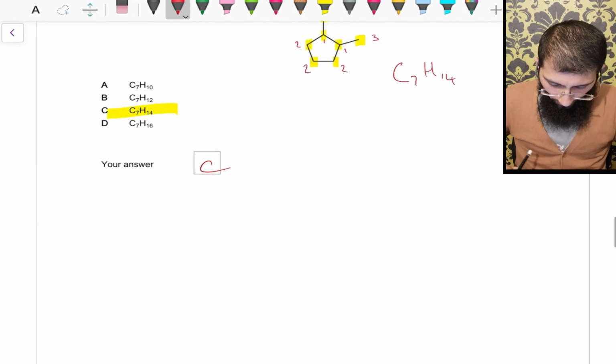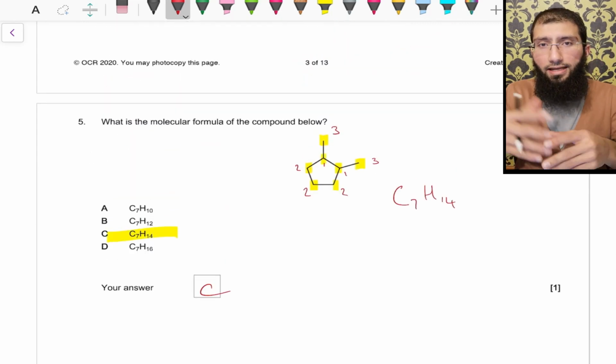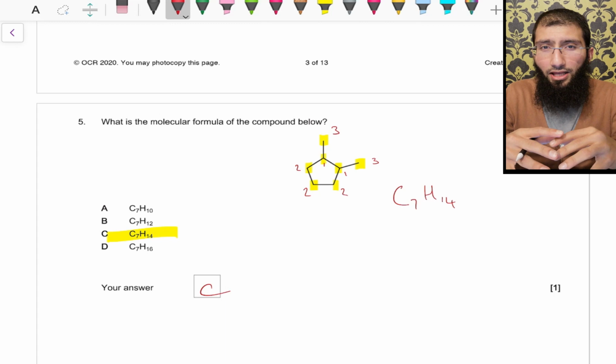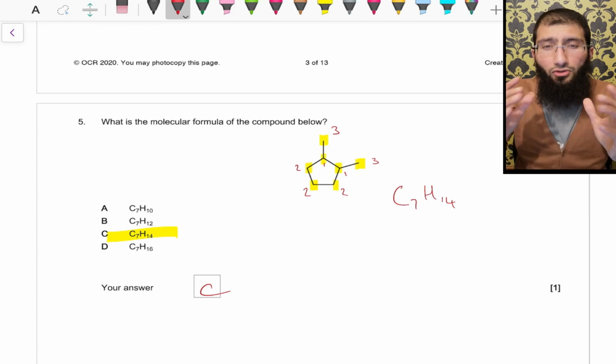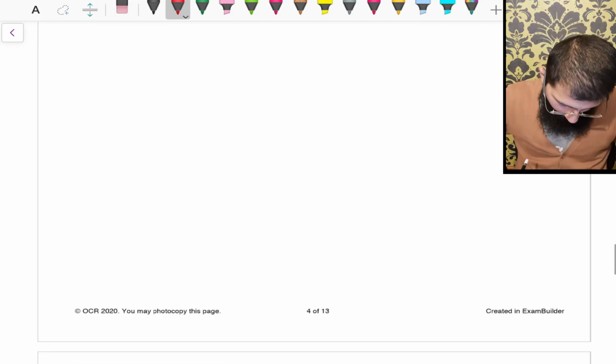Be very cautious when it comes to this sort of question. What students tend to do is forget about how many bonds there are. They won't count the number of hidden hydrogens correctly, so do take care.